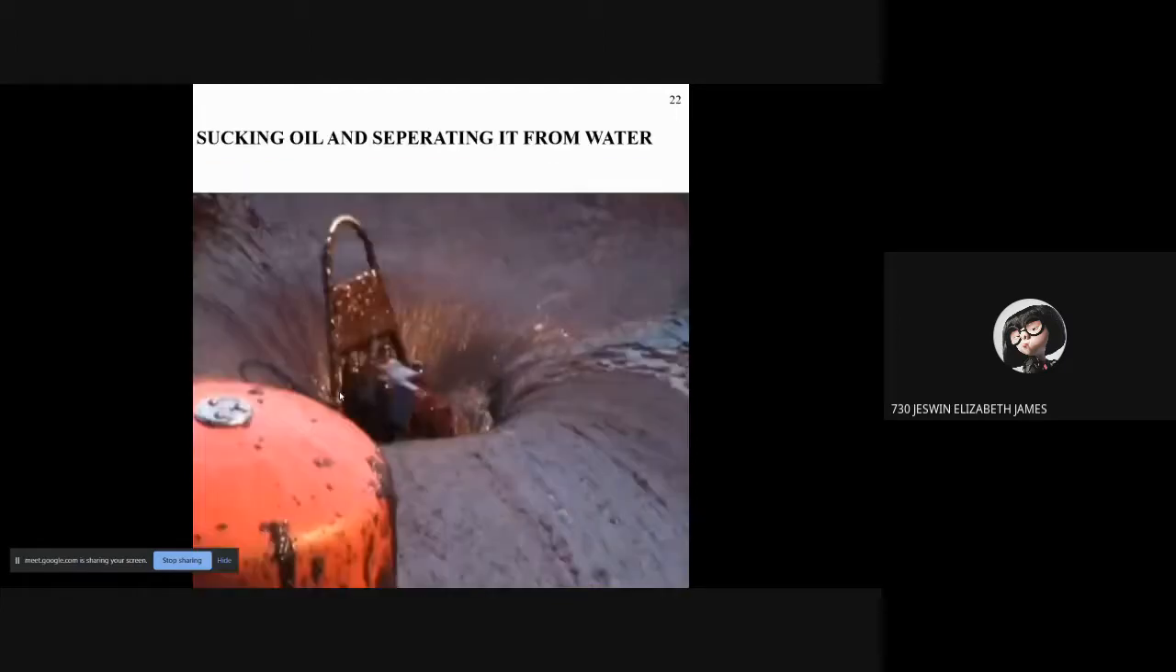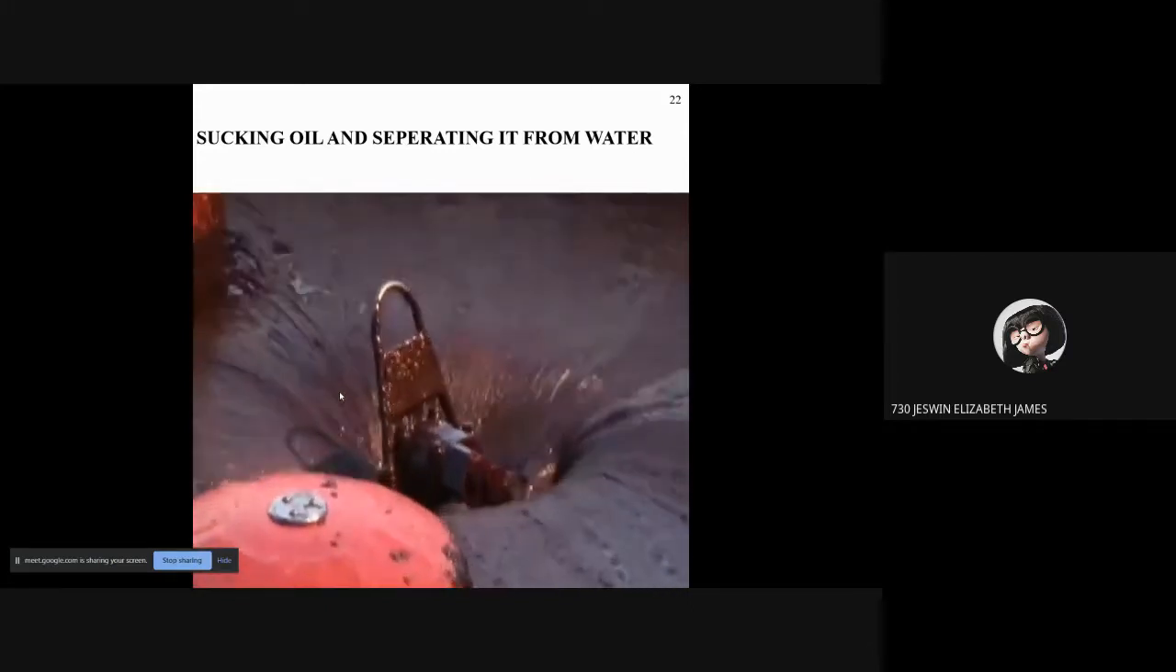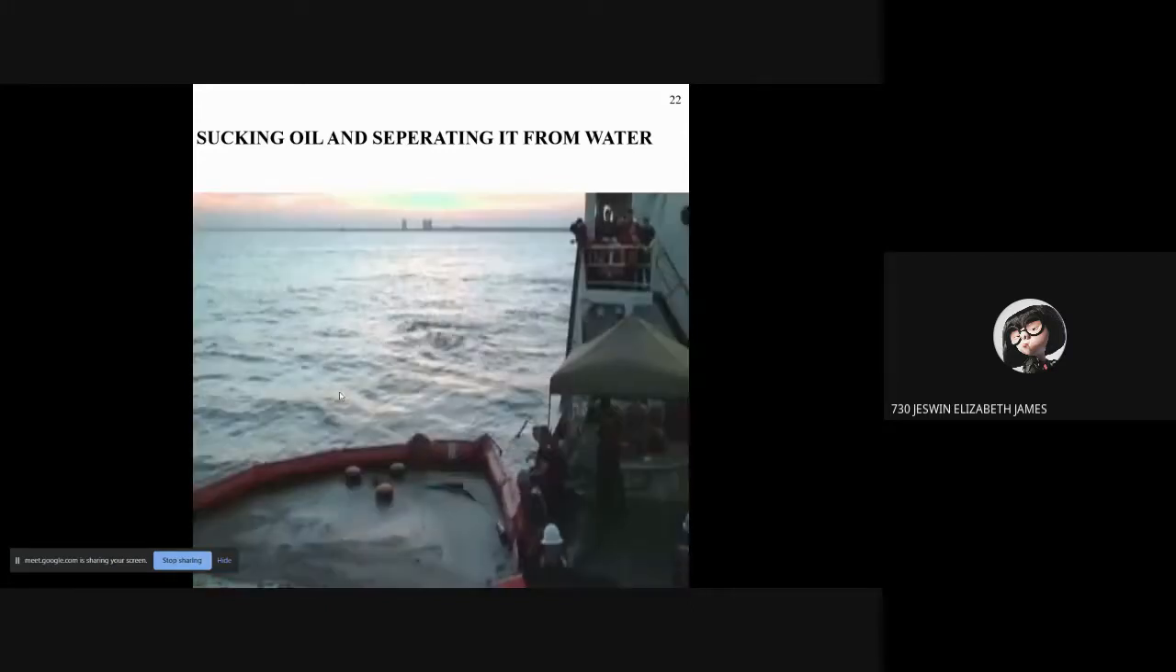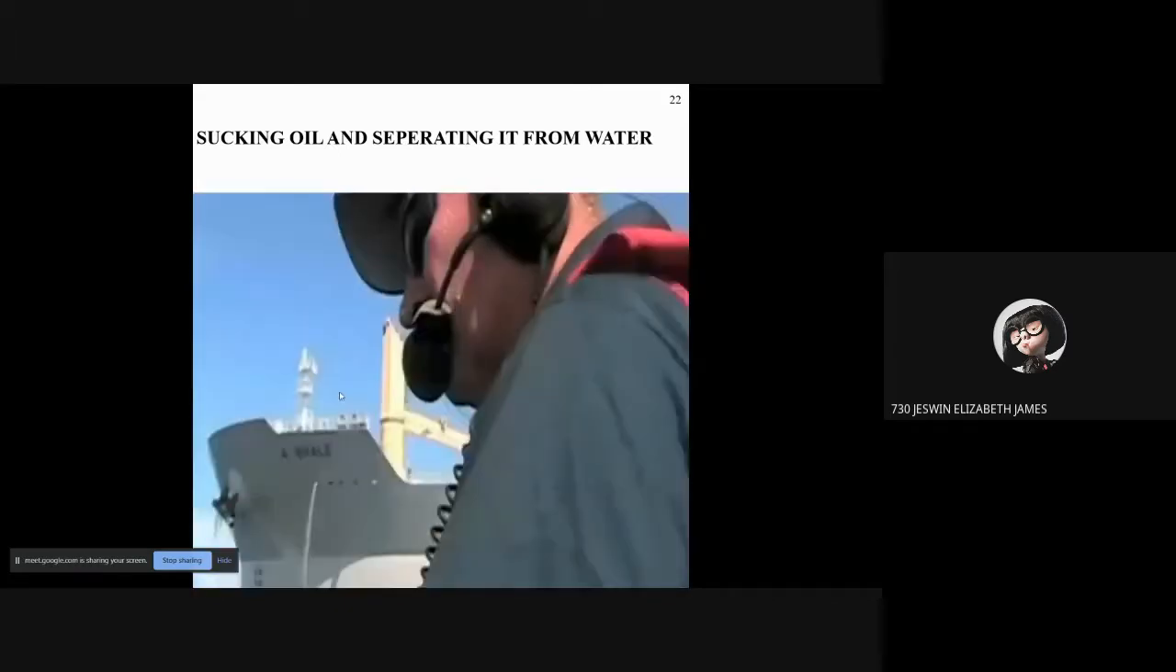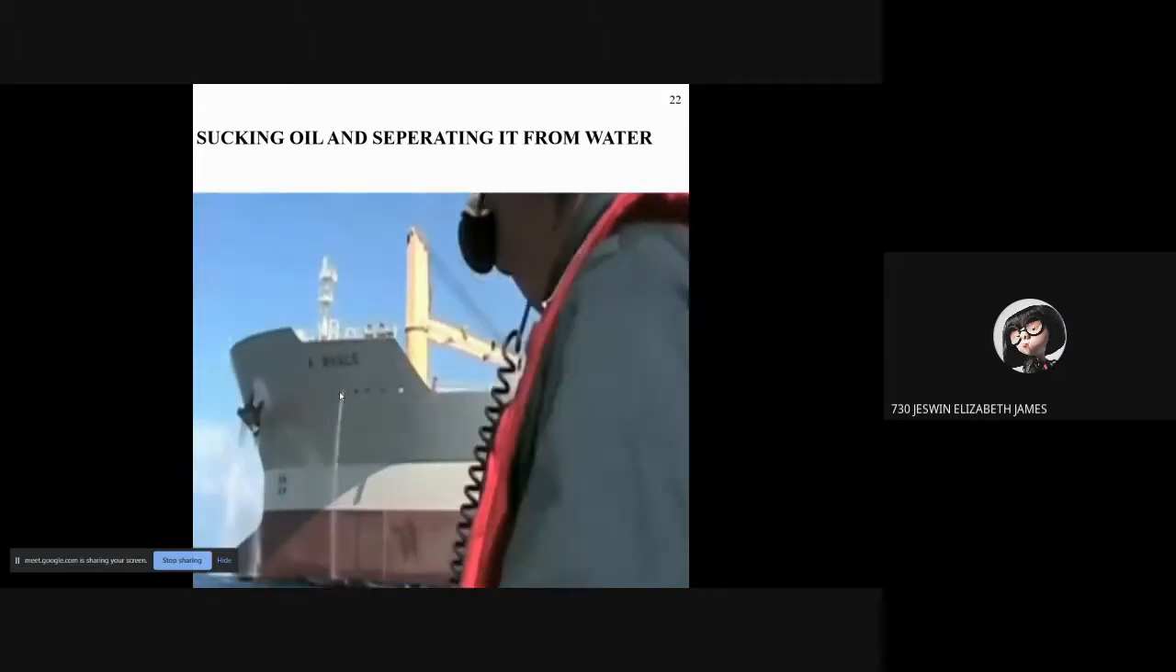Now, what BP could have done was that there were many methods being proposed by scientists all around the world, because this was the world's largest oil spill. So the scientists said that pumps can be used to suck the oil out of the ocean, and that can be separated from water, and then the water can be released back into the ocean. Now you can see in the animation that the pumps are actually sucking up the oil, and the water is being separated from it, and the water is being released back into the ocean.